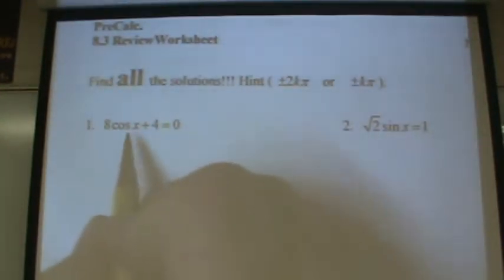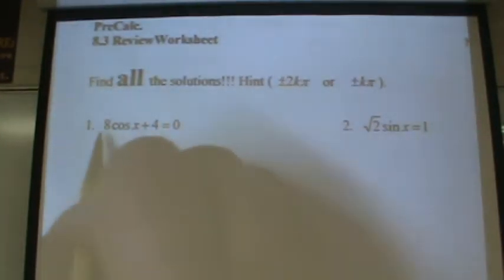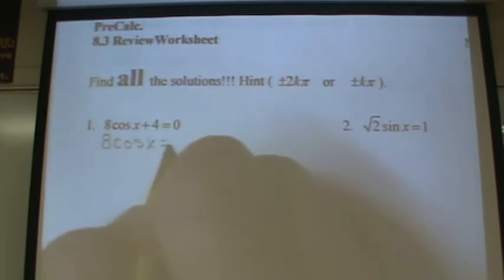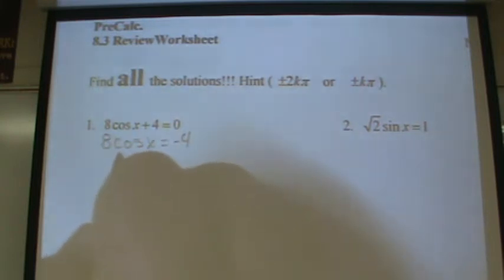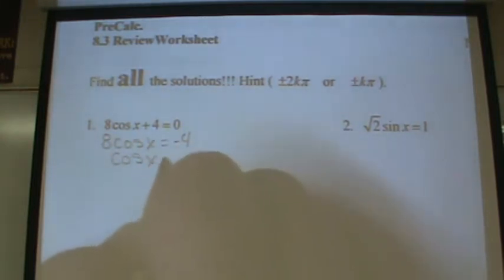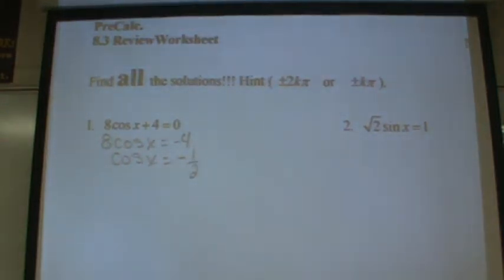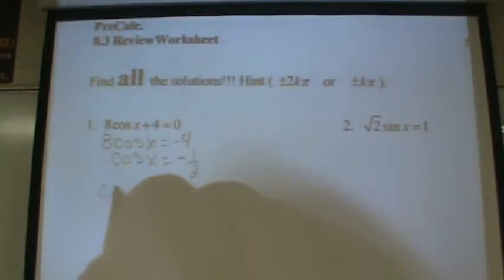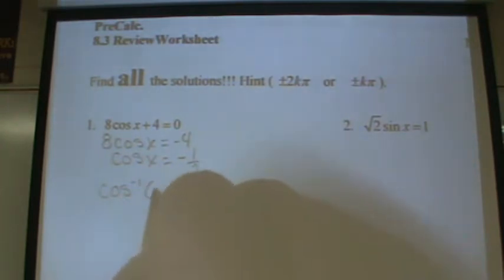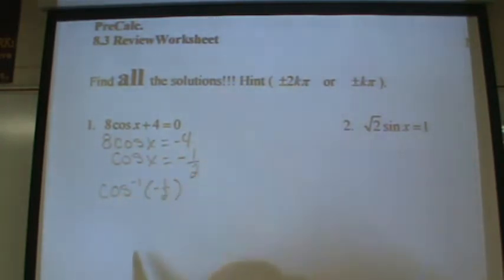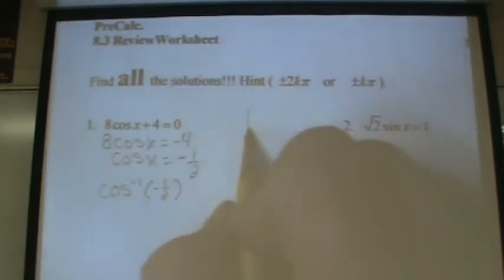So for number 1, we want to isolate our cosine. So we're going to subtract 4. And then we're going to divide by that 8. So we're going to get cosine x equals negative 1/2 when you reduce that. So then you want to take the inverse cosine of that negative 1/2. And that's looking at our triangle.